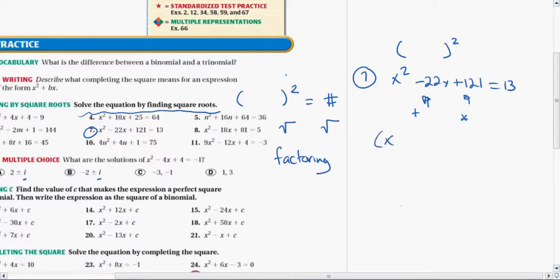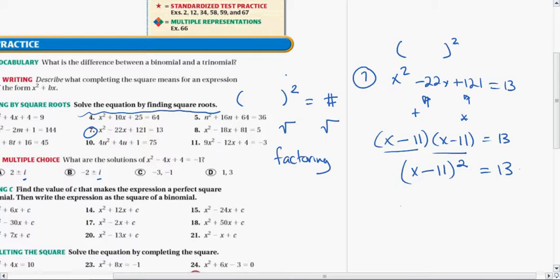So I could factor the left-hand side into x minus 11 times x minus 11. And of course, it still equals 13. I can rewrite that as x minus 11 squared, right? I've got something times itself, x minus 11 times x minus 11. So I'm going to condense that and write (x minus 11) squared equals 13.